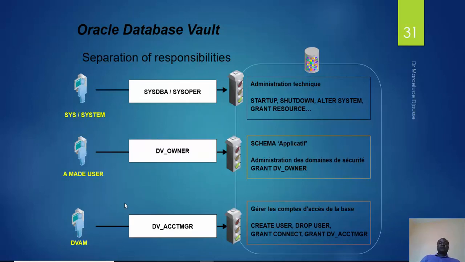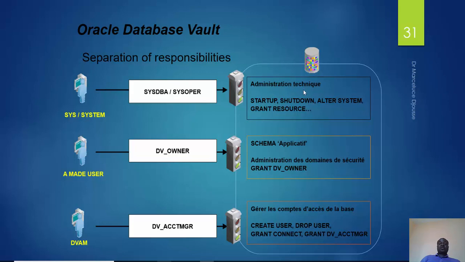In the case of Oracle and most other database management systems, if we really want to have a secure system, we must apply what we call the separation of responsibility. So the SYSDBA and the SYSOPER must have their responsibility. The DB owner must have his own, and the account manager, for example, must have his own also. Everybody must have his administrative right.